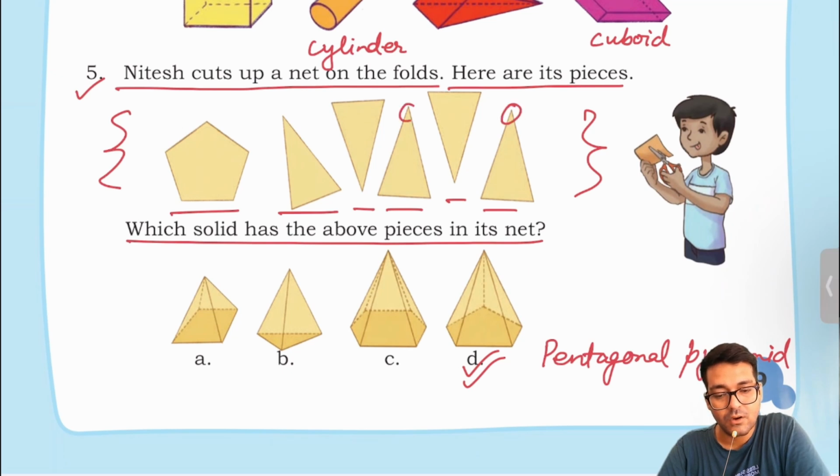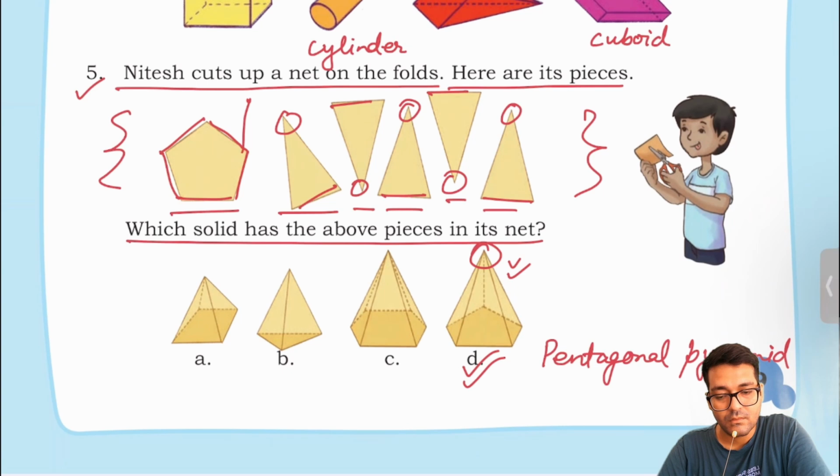These are the corners that meet to form this highest point in the pyramid. And these are the bases that fit on this pentagon. Like this.